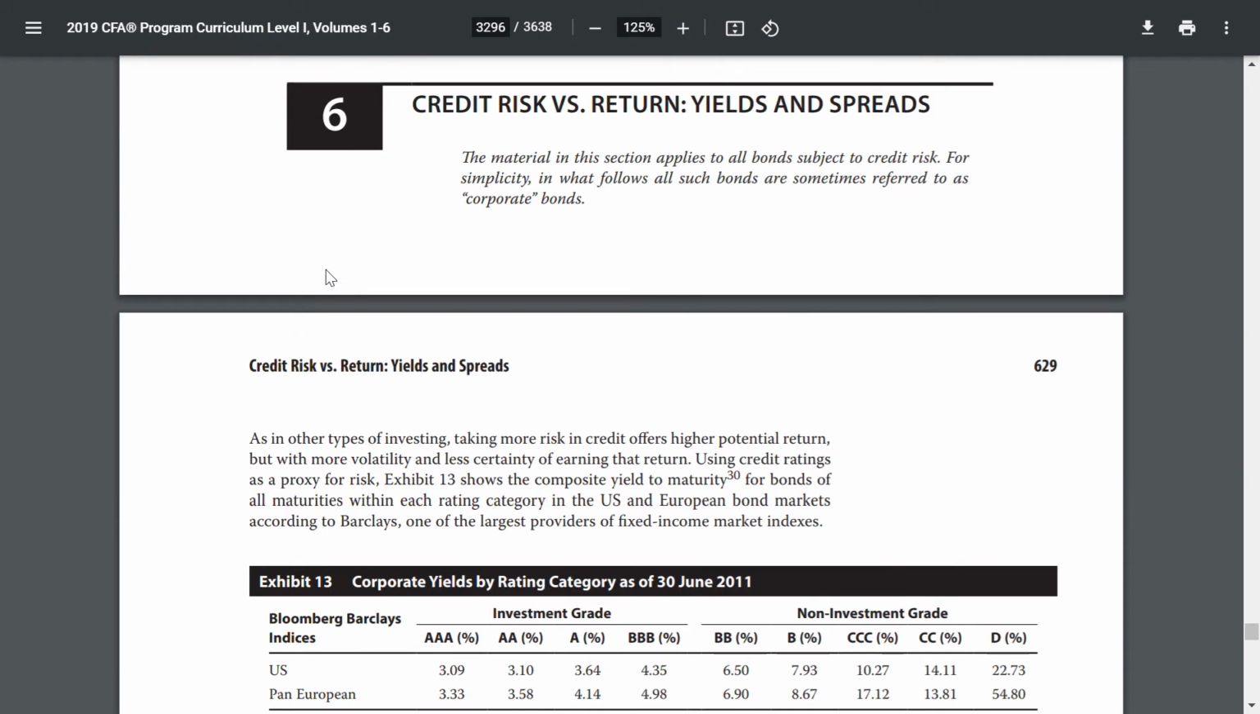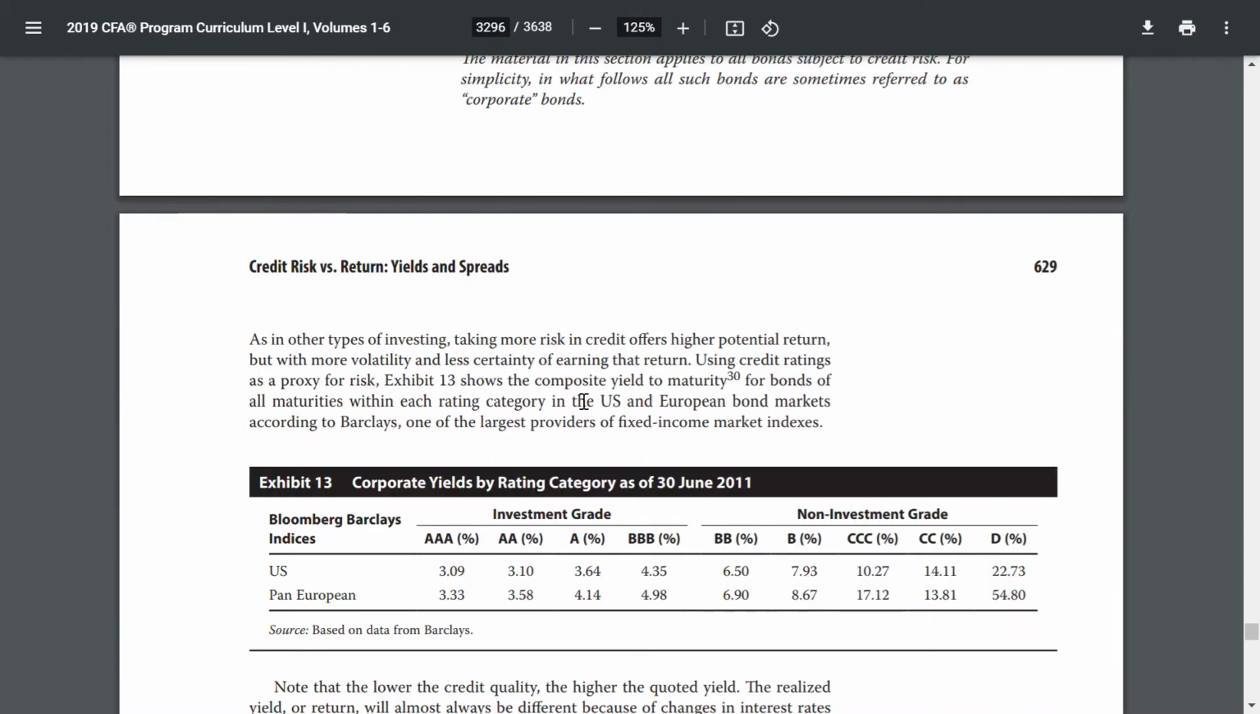Credit risk versus return, yields and spreads. The material in this section applies to all bonds subject to credit risk. For simplicity, in what follows, all such bonds are sometimes referred to as corporate bonds. As in other types of investing, taking more risk in credit offers higher potential returns, but with more volatility and less certainty.